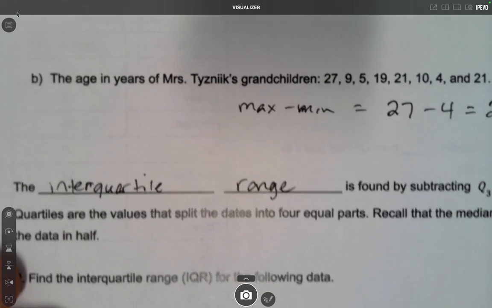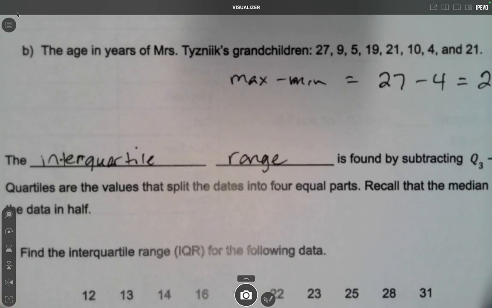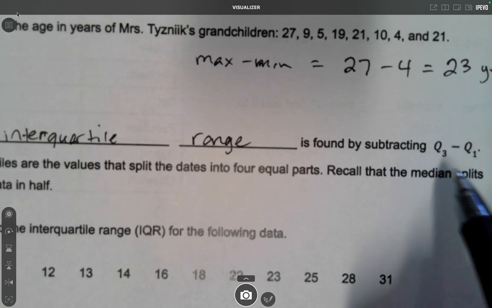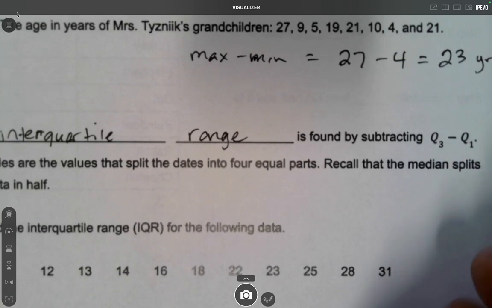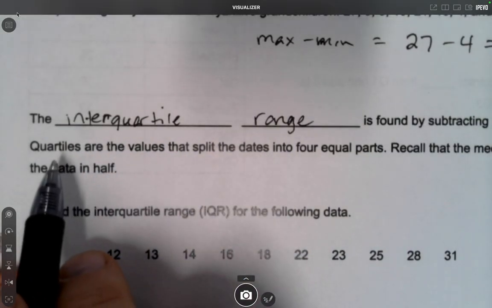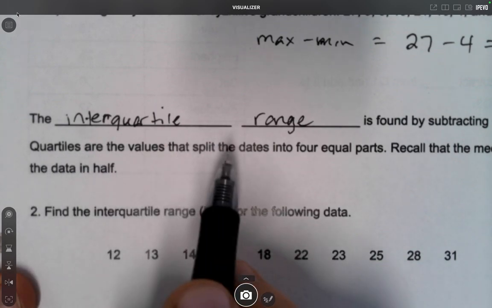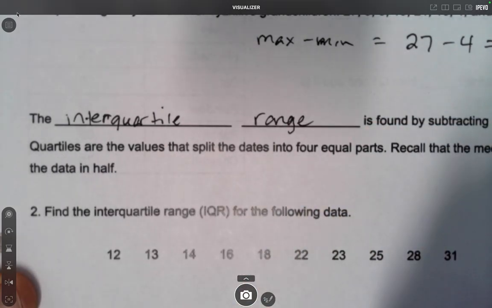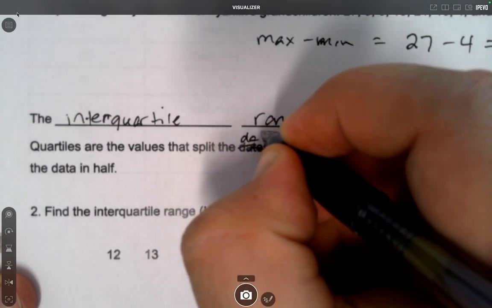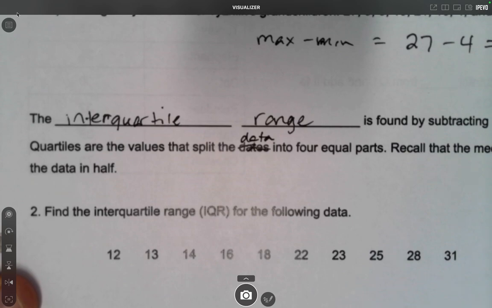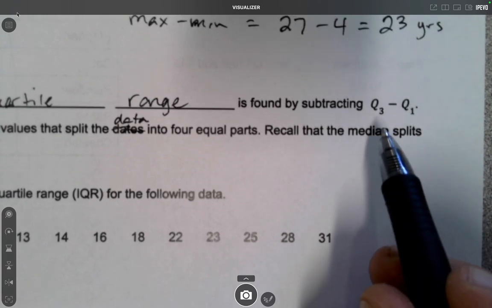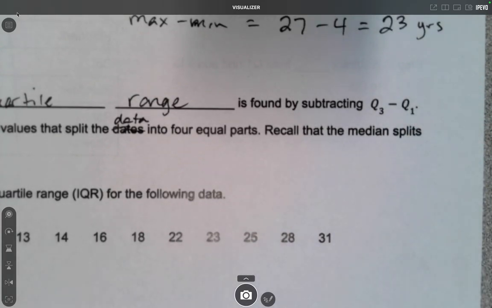Brand new thing, the interquartile range. This is found by subtracting Q3, that's the third quartile, minus Q1, that's the first quartile. Quartiles, if you think like quarters, are values that split the data into 4 equal parts. Recall that the median splits the data in half. So before we talk about the interquartile range, I want to make sure you understand how to find the quartiles. You've got to know how to find Q3 and Q1 in order to find the interquartile range.